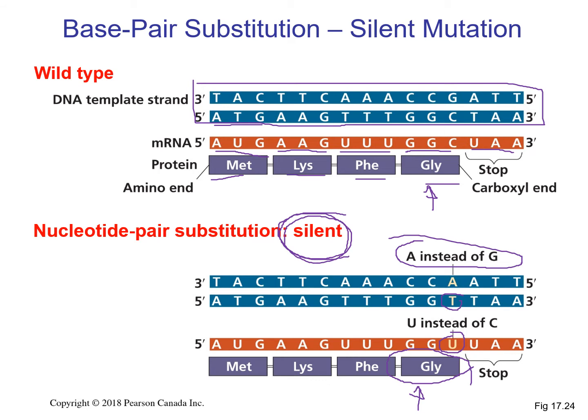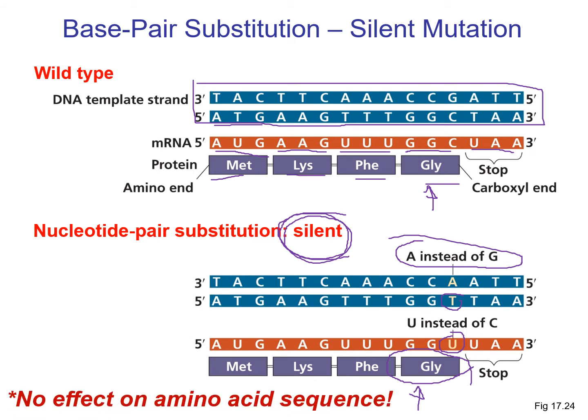Lots of silent mutations are found in the human genome because, of course, there's no effect on the biology, since we have the exact same amino acid, and therefore biologically there will be no effect on the phenotype. No effect on the amino acid sequence.